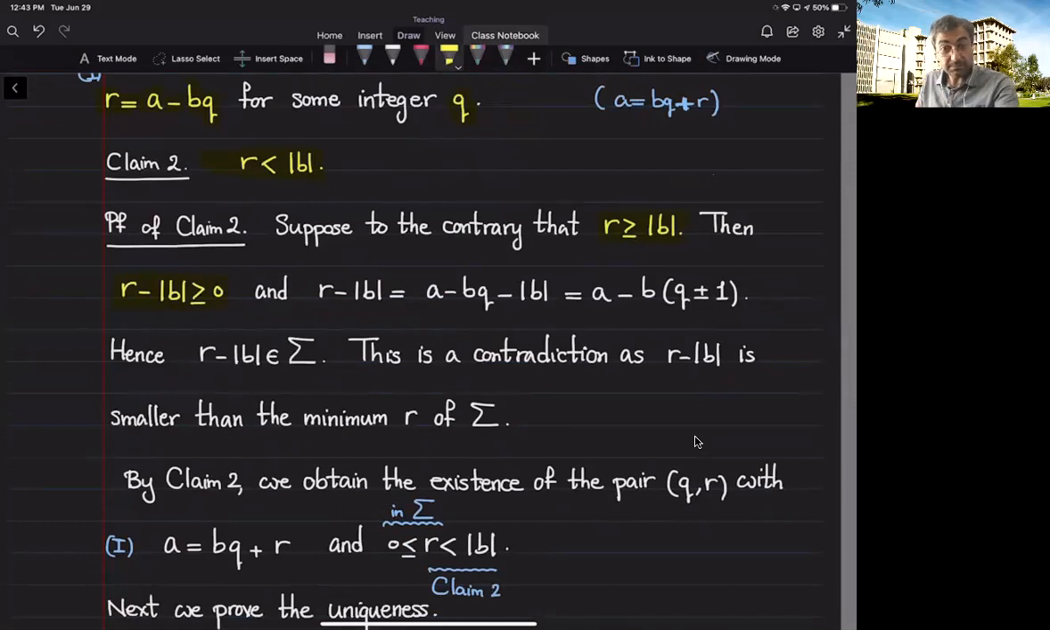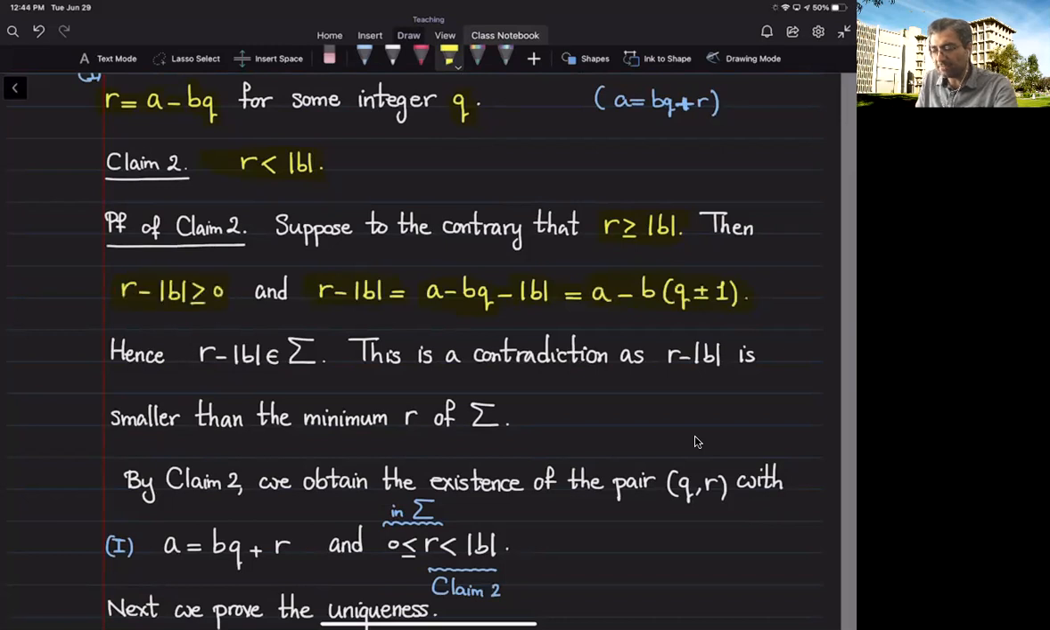Because absolute value of B is a positive integer, this is indeed strictly smaller than R. But by the contrary assumption, it is also non-negative. So it's a non-negative integer. And R itself was of the form A minus BQ. It was in this arithmetic progression. When I subtract absolute value of B, I'm still inside this arithmetic progression, because either I'm adding or subtracting B. In either case, I'm not leaving the arithmetic progression that has increment B. So R minus absolute value of B is still inside this arithmetic progression.